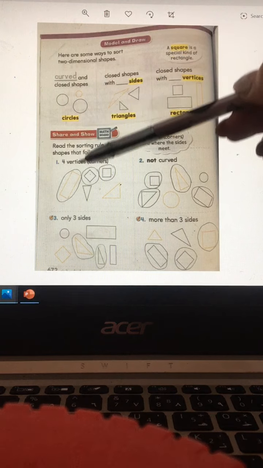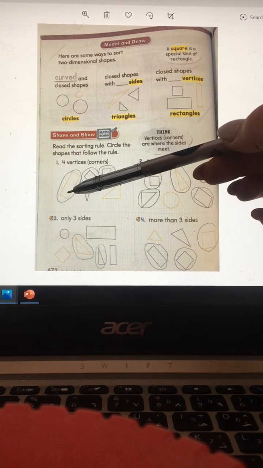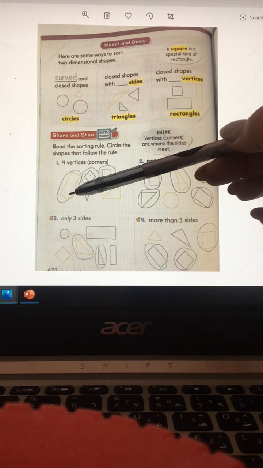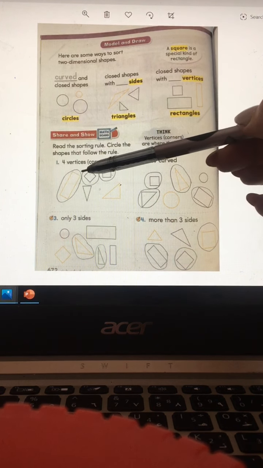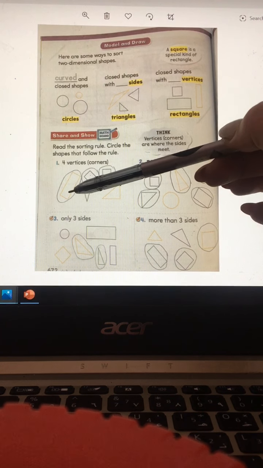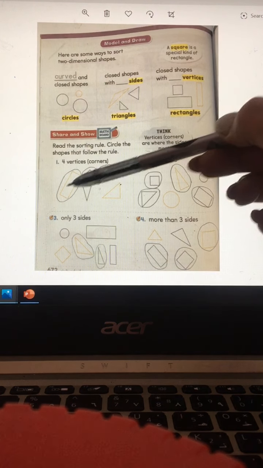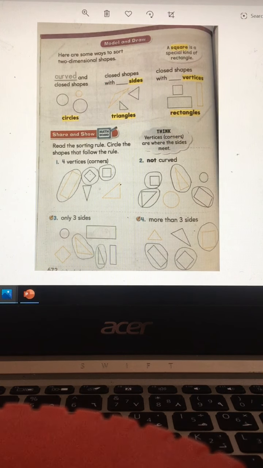This rectangle has 4 vertices, or 3? Let's count together. 1, 2, 3, 4. So this rectangle has also 4 corners, so that's why I have to circle it as well. So these 3 shapes are following the sorting rule. That's why we circled them.